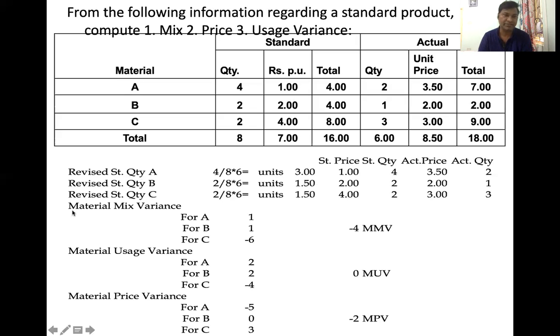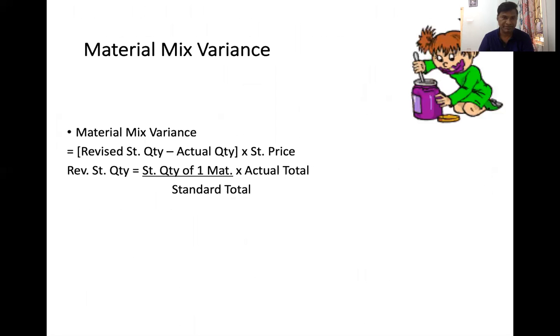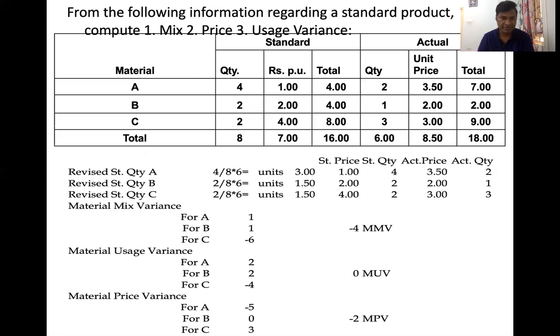Then let's come to the material mix variance. What is the formula for material mix variance? Revised standard quantity minus, come on, you forgot. Look at this: revised standard quantity minus actual quantity, multiplied by standard price. Okay, right. Revised standard quantity is this.